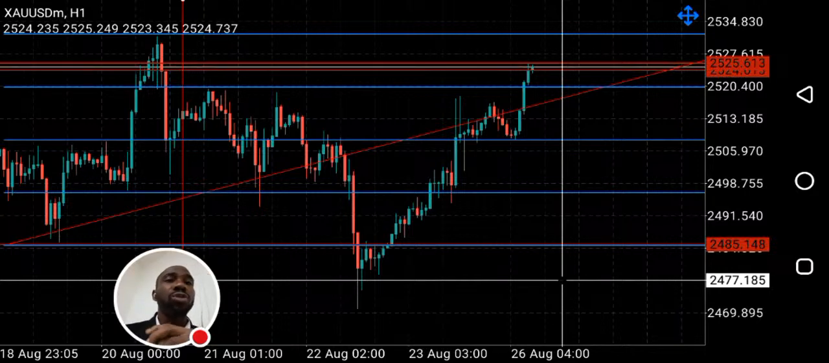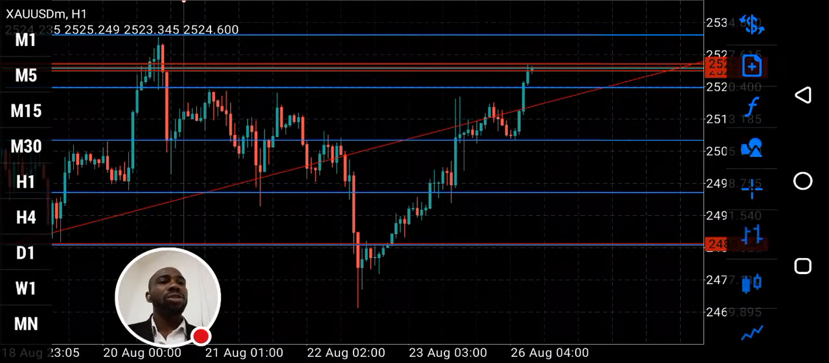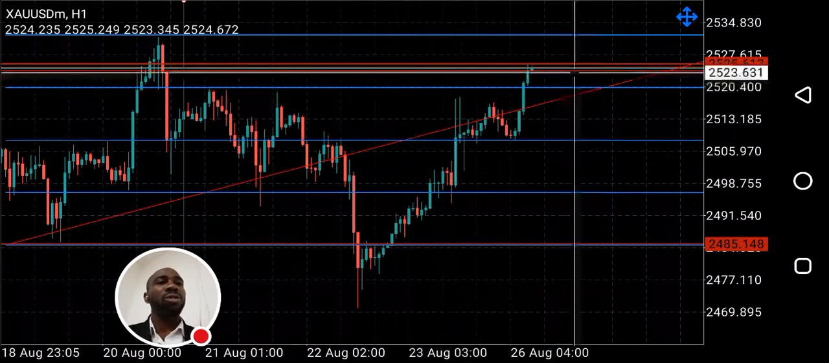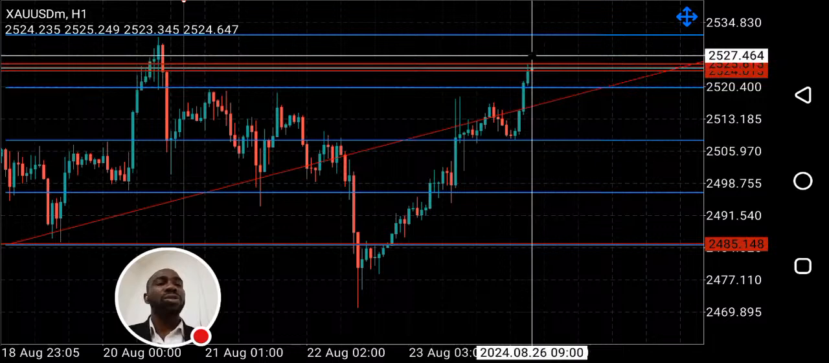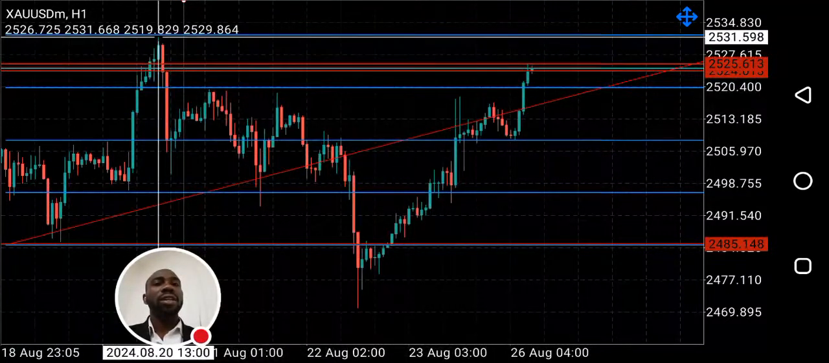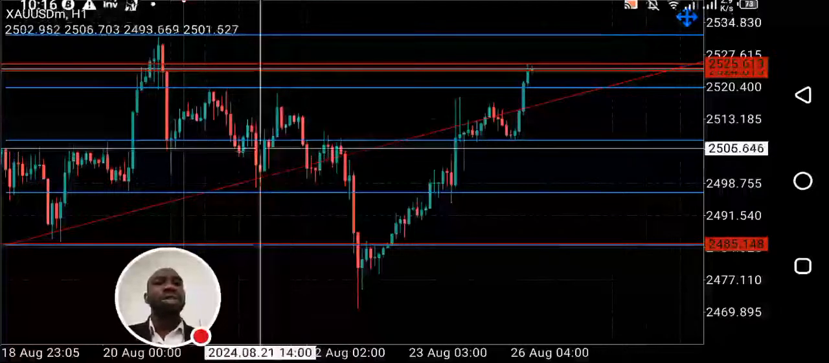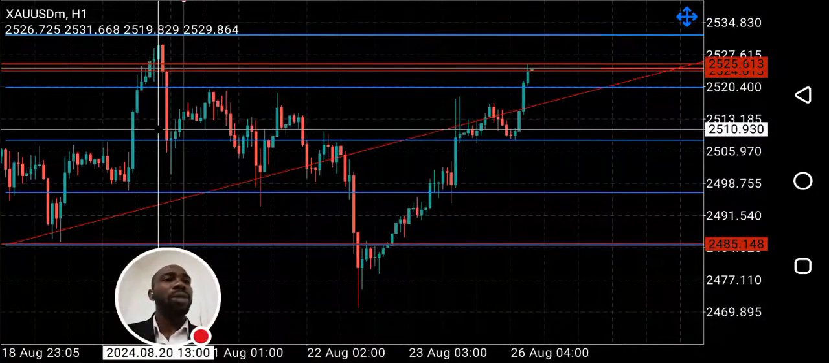If you want to trade gold, and if you are selling from this area, please don't just execute a trade without knowing where you will set your stop loss. If you are selling from this area, your stop loss should be 10 pips above the high of this candle. I hope that is clear.